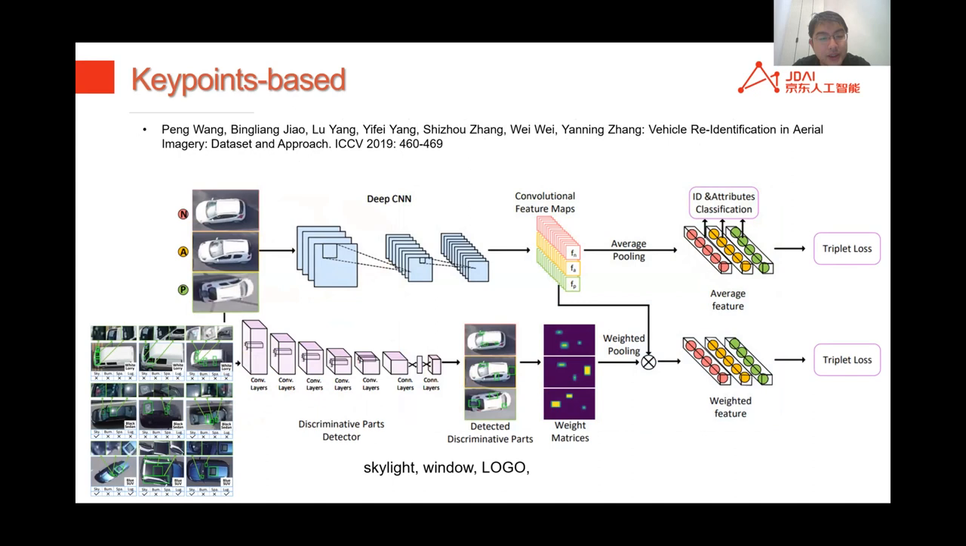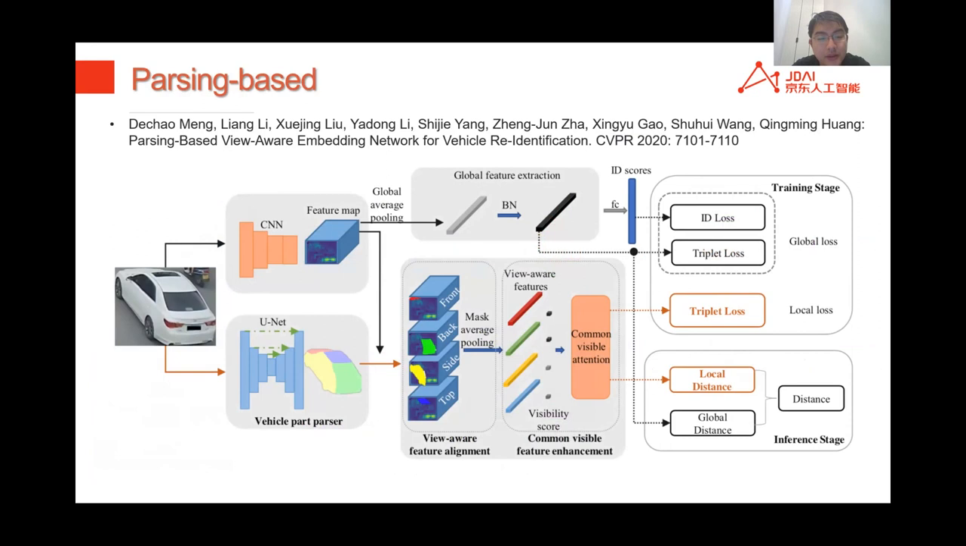Instead of using attention or key points, this paper directly uses the detector to detect the discriminative parts for vehicle recognition. After using key points or detectors, this paper proposed a part-based approach, a view-aware embedding network to achieve the view-aware feature alignment and enhancement for vehicle identification.